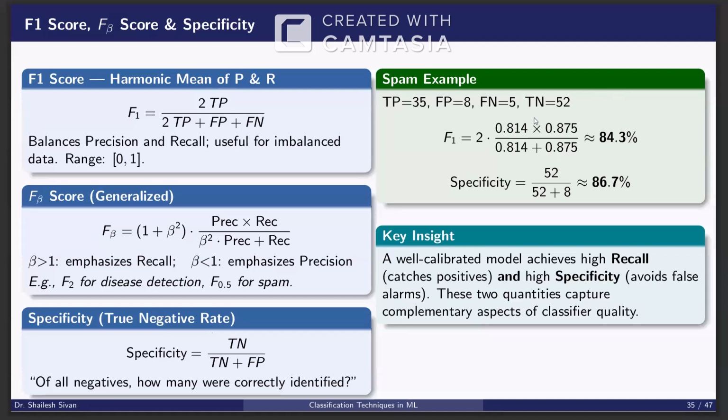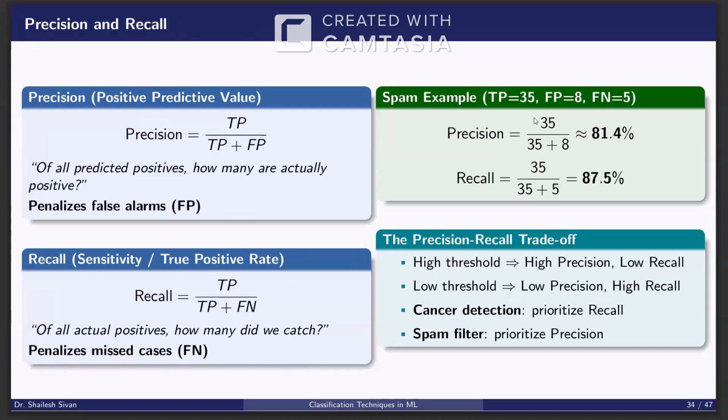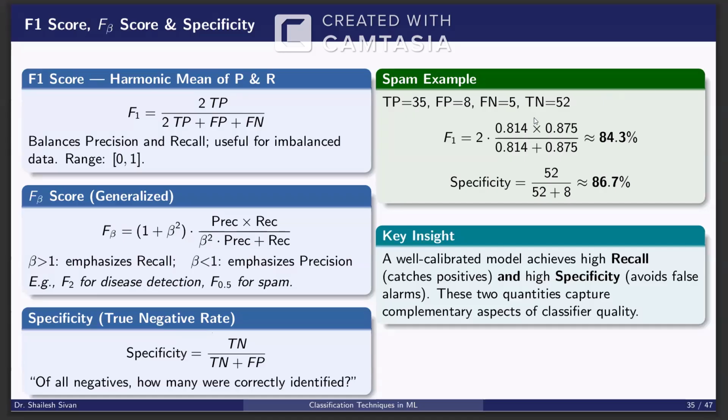So rather than looking at both precision and recall, you can actually go with the F1 score. And we always call recall sensitivity, or true positive rate, TPR. Precision is called positive predictive value. And there is also the true negative rate: of all the negatives, how many were correctly identified? That is specificity, the true negative rate.